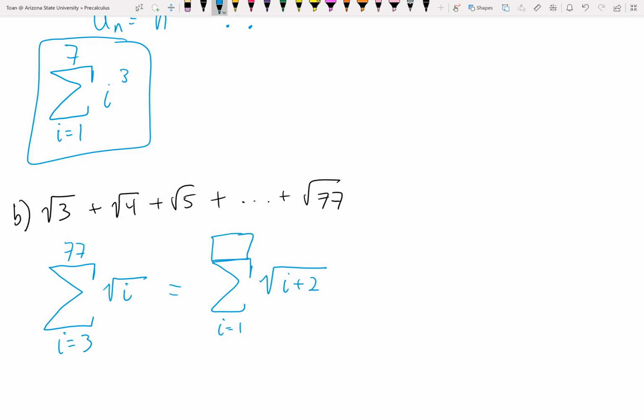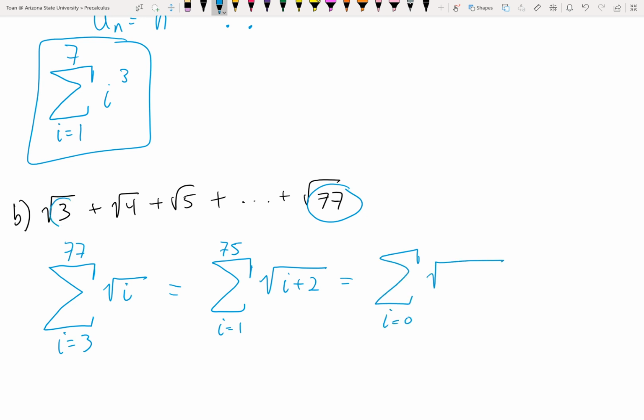Similarly, this upper bound here needs to be a number such that when I plug it into this formula, it needs to give me a 77. So since I've already defined it as i plus 2, what plus 2 will give me 77? I actually have to stop at 75. But what if I didn't want to start at 1? What if I wanted to start at 0?